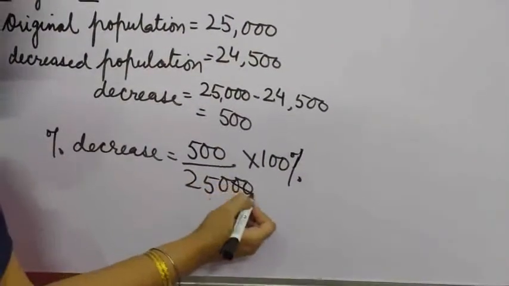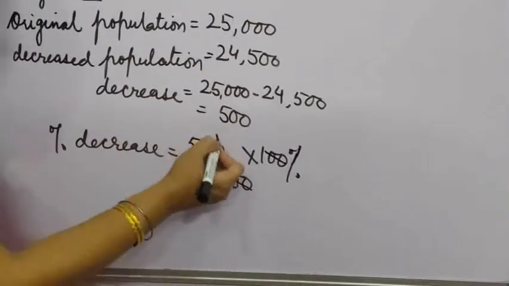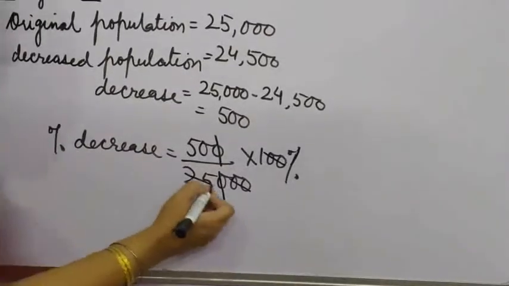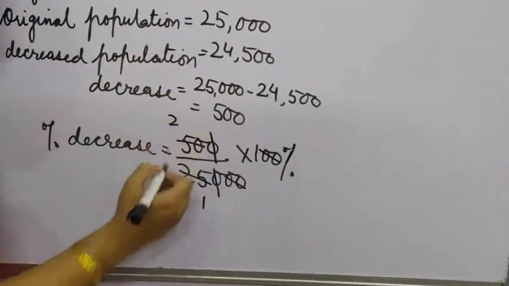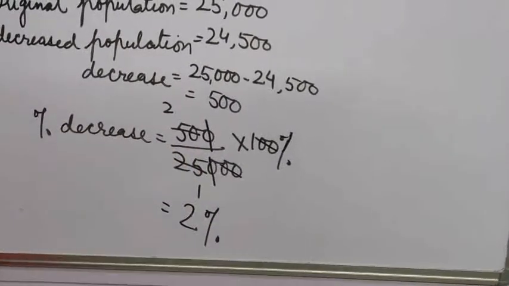Now if I divide this by 100, two zeros get cancelled and then division by 10. So 25 ones are 25, 25 twos are 50. So how much is the decrease? It is 2%.